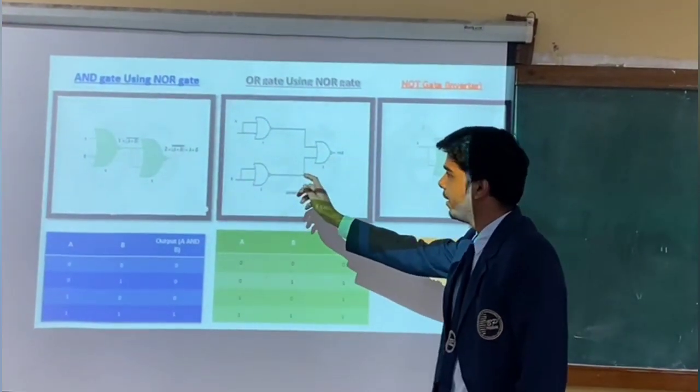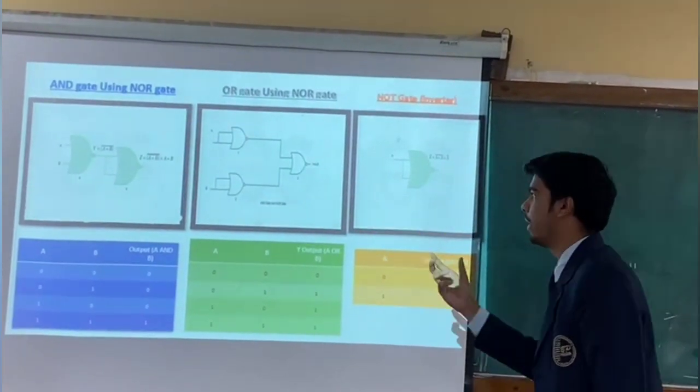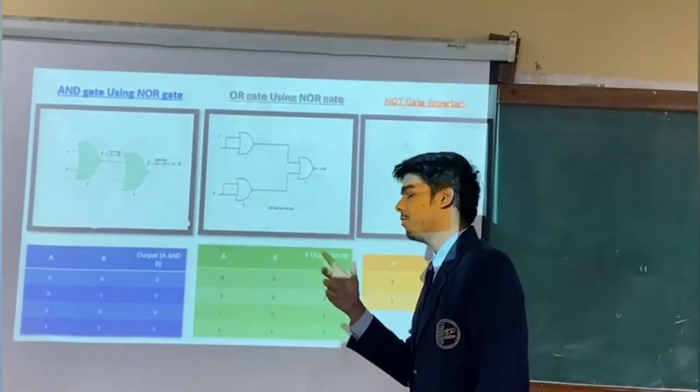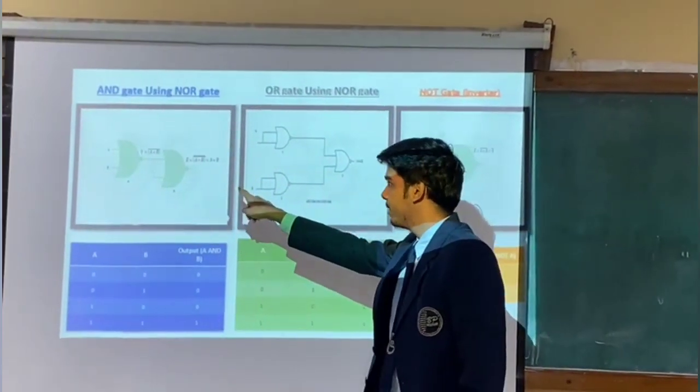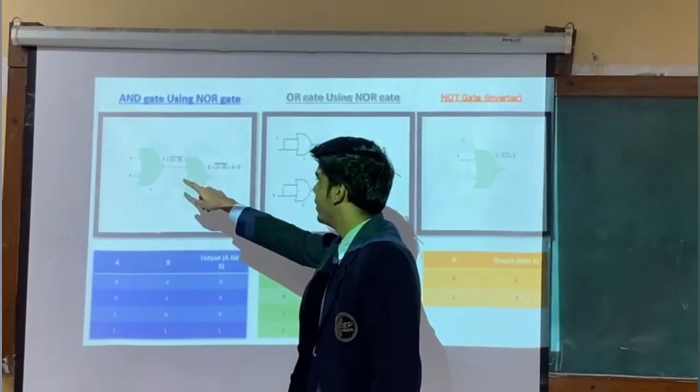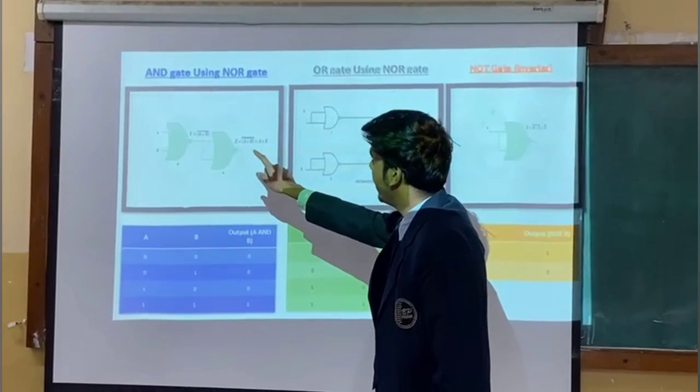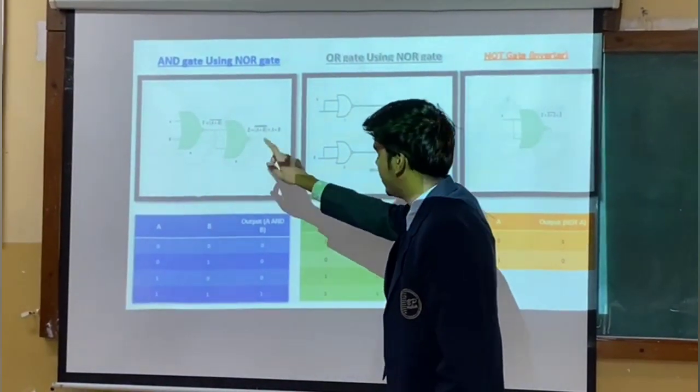AND gate using NOR gate. We make an AND gate using NOR gates. At first we have two NOR gates attached in series, because at first our input is A and B and the output is (A plus B) bar, meaning the complement.